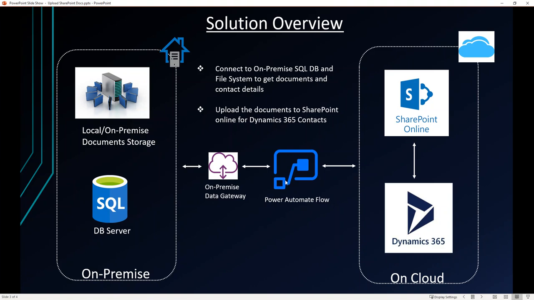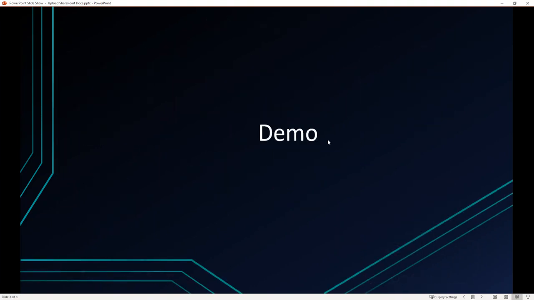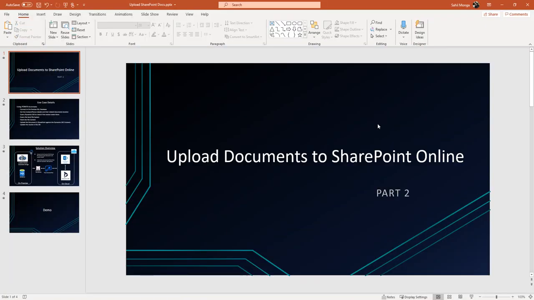So using Power Automate Flow, we are firstly going to connect to the SQL database. We'll get the customer, your contact information, and the files information related to those contacts. And then we'll upload those to SharePoint Online, and the same can be viewed or managed from Dynamics 365. So that's our solution overview. Okay, so let's quickly jump to the demo.